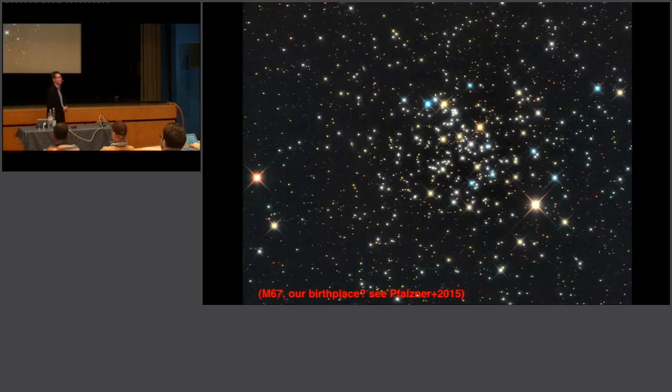So in something like this one, okay? So this is M67, and this is how it appears today. It has approximately 500 stars. It has the same age of the solar system. It is the cluster with the metallicity in the star which is closest to the metallicity of the sun.